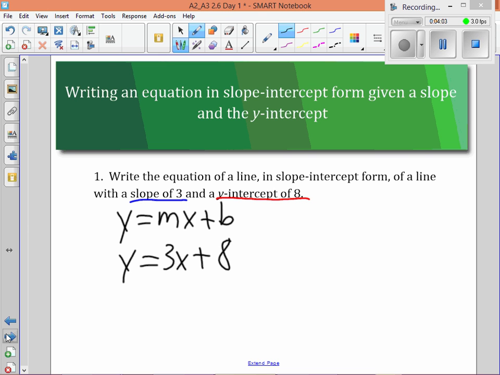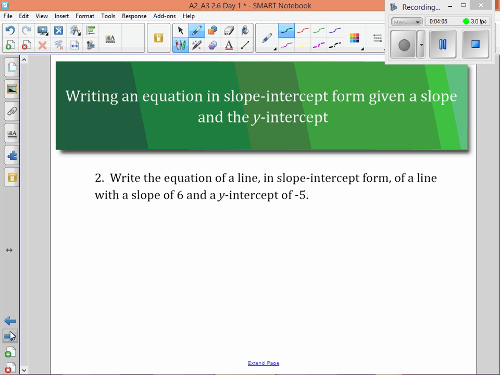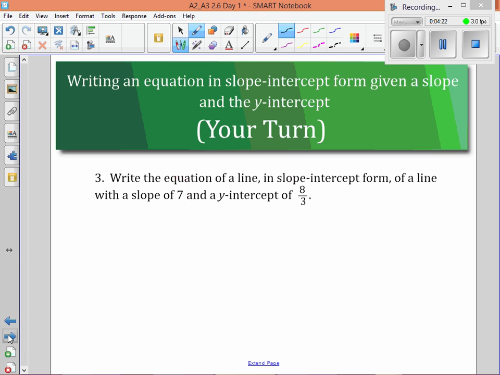Okay. Let's see one more example here. Now just write this in. I'm sure everybody is totally following this. Is 100% on board. This is really easy so far. The slope is 6. The y-intercept is negative 5. Given that that's the case, y is equal to 6x minus 5. Okay? Now you try one. Slope of 7, y-intercept of 8/3.